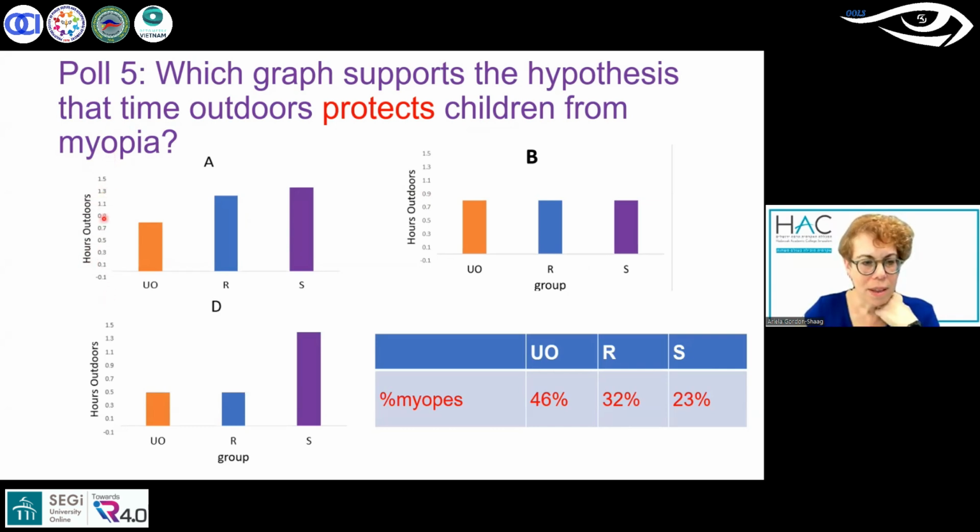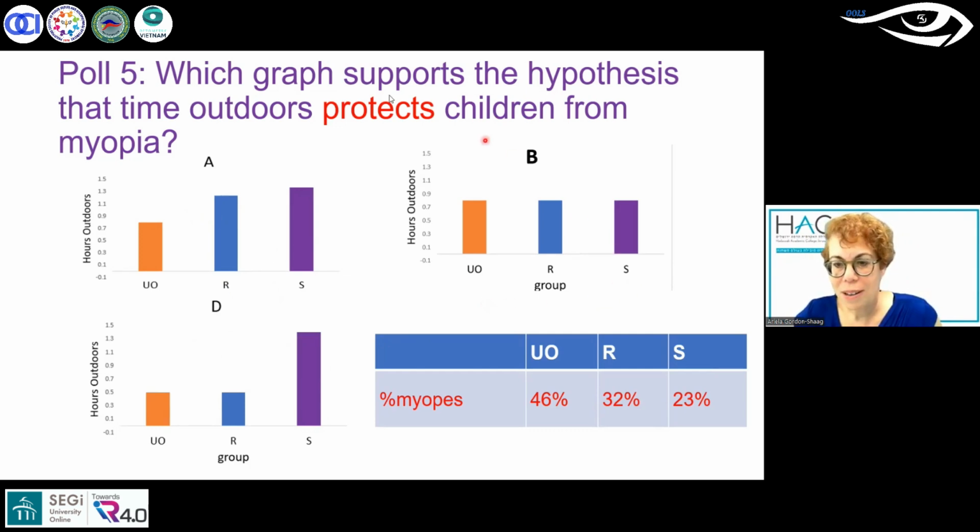The y-axis is the average hours of outdoor time a day. Orange is ultra-Orthodox, blue is religious, and purple is secular. Which supports the notion that time outdoors is protective? And remember, we're basing it on these data here. Okay, so half of you thought that A is the right answer. Some of you thought that D was the right answer. I would say that A and D are closest to the right answer.